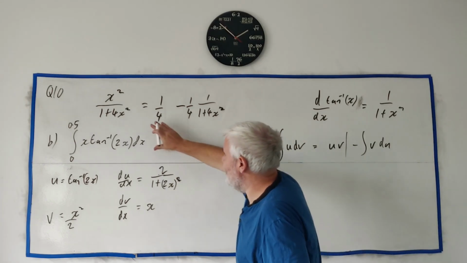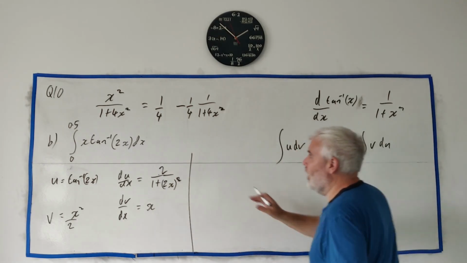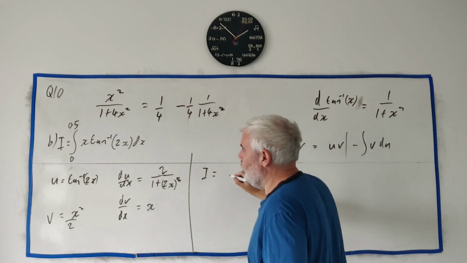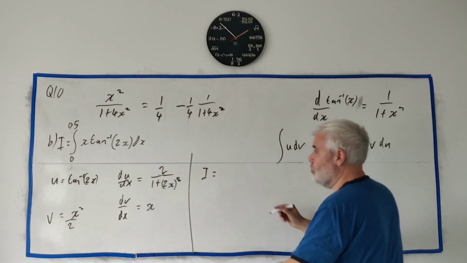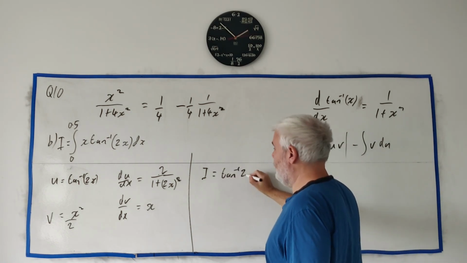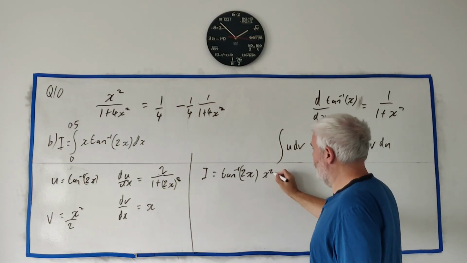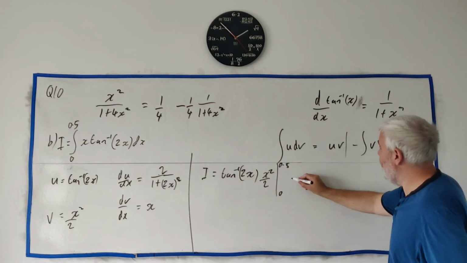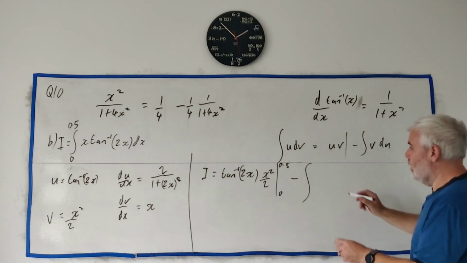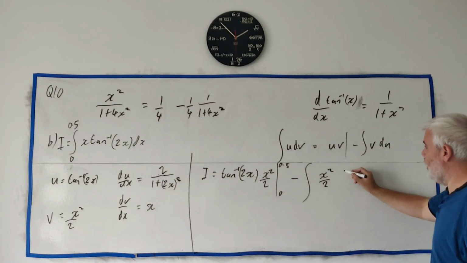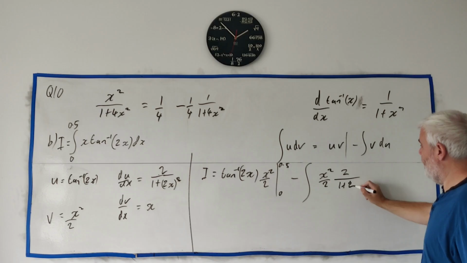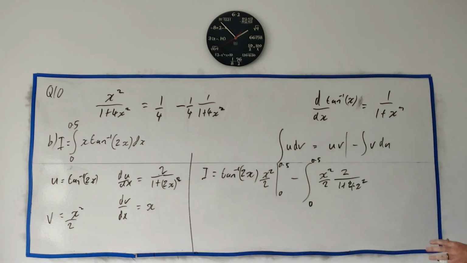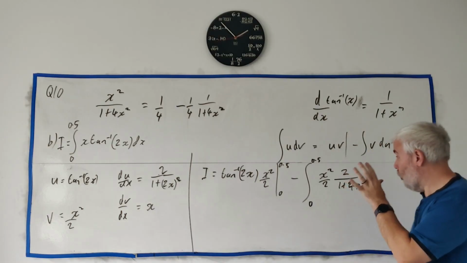Let's write it out. So this whole thing now becomes true integration by parts. Let's name this I. This whole thing I becomes u times v, which is just the inverse tangent of 2x multiplied by x squared over 2, evaluated between 0.5 and 0, minus the integral of v du. So that would be x squared over 2 multiplied by 2 times 1 plus, let's see, 4x squared, and this is still between 0.5 and 0. We're still not done, but we're now looking like this could be a path.